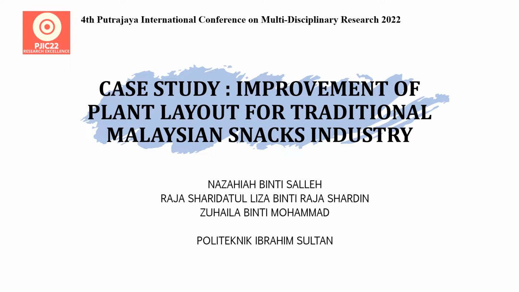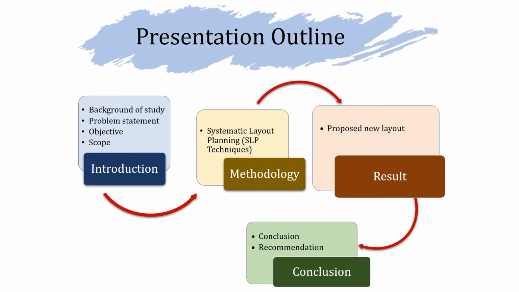Now, I would like to present my paper, Case Study: Improvement of Plant Layout for Traditional Malaysian Snacks Industry. The presentation outline is divided into 4 parts, which are introduction that covers background of study, problem statement, objective, and scope. Systematic layout planning is used as the methodology to carry out this project. Our final result is to propose a new layout for the company. The conclusion for this study includes the recommendation for the company.